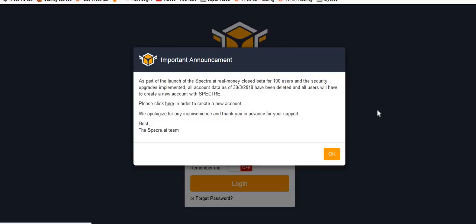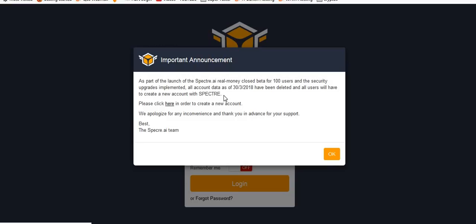It's now April 2nd here in Australia. The Spectre platform was launched in beta format on March 31st, so basically two days ago from my time. If you go to dap.spectre.ai and log in, you'll get this message: important announcement. As part of the launch, a real money closed beta for 100 users, and the security upgrades implemented, all account data as of March 30th, 2018 has been deleted, and all users will have to create a new account with Spectre. So if you had created an account on the test platform, that account will no longer be valid and you will have to recreate it.